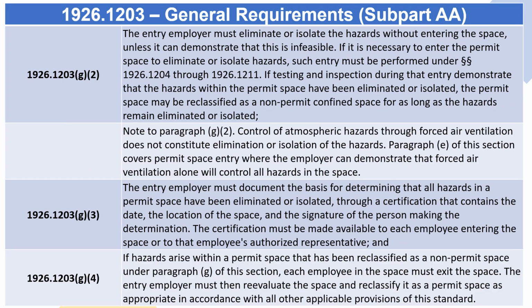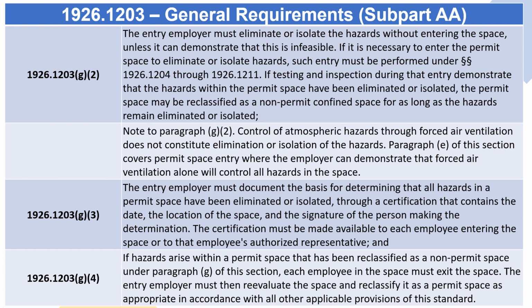1926.1203(g)(2). The entry employer must eliminate or isolate the hazards without entering the space, unless it can demonstrate that this is infeasible. If it is necessary to enter the permit space to eliminate or isolate hazards, such entry must be performed under sections 1926.1204 through 1926.1211.